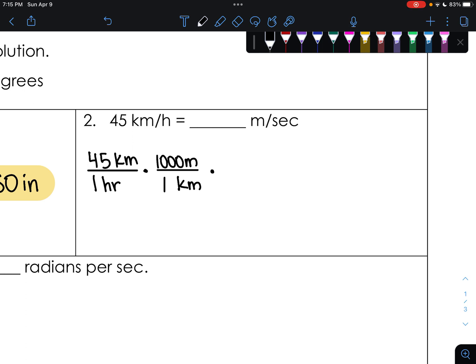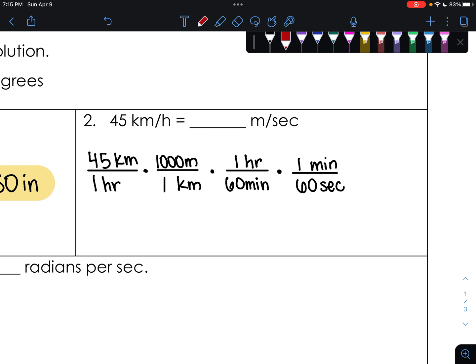Now I can focus on going from an hour to seconds. So I want my hour to cancel out, so it needs to be on top since the hour is originally on bottom. So in 1 hour, how many seconds are there? Or sorry, in 1 hour, how many minutes are there? There are 60 minutes. Okay, now I go from minutes to seconds. So again, I want the minutes to cancel out, so it needs to be on top. So in 1 minute, how many seconds are there? There's 60 seconds. So in the end, everything but the units we want should cancel out.